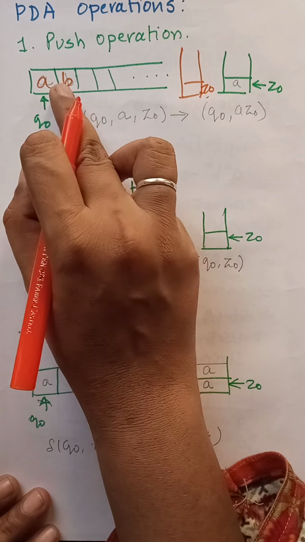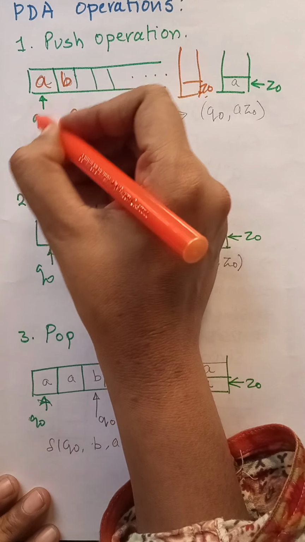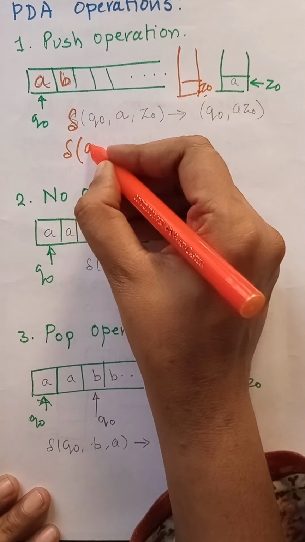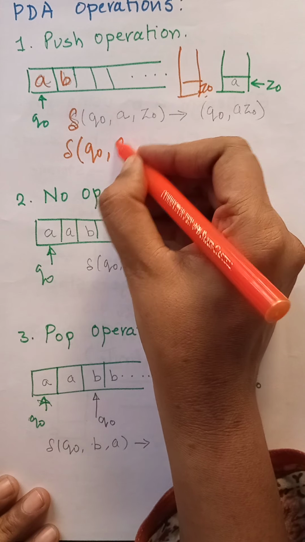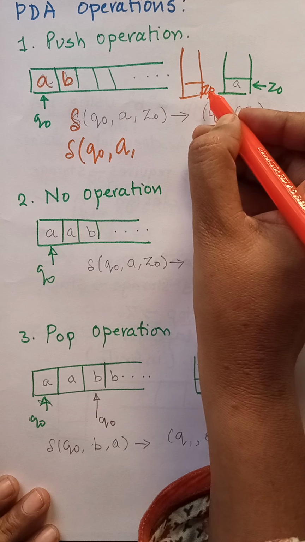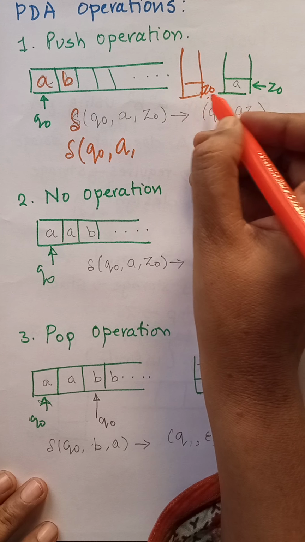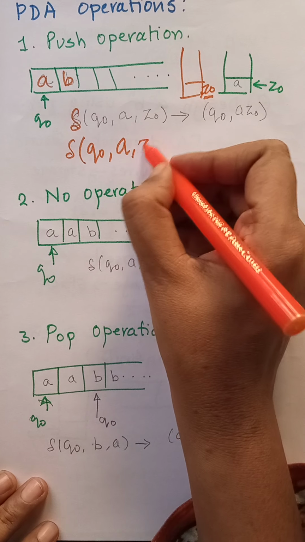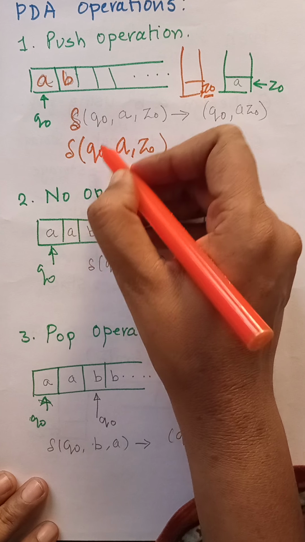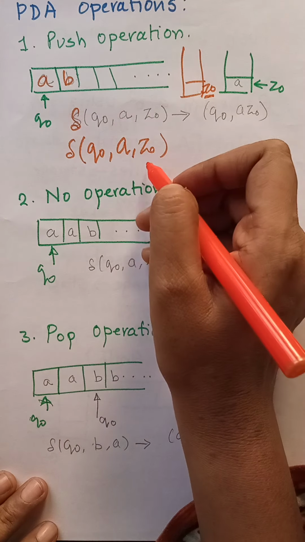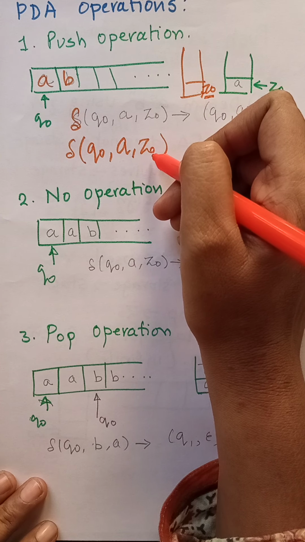For that, I am going to write the transition: the initial state name, with the symbol which is present on the tape, that is A, and the symbol which is present on the stack. Here the stack does not contain any alphabet, so we refer only to Z0, which means the stack is empty. So Q0 is the initial state, then the symbol on the tape, and the symbol on the stack. Here the stack is empty, so we refer directly to Z0.